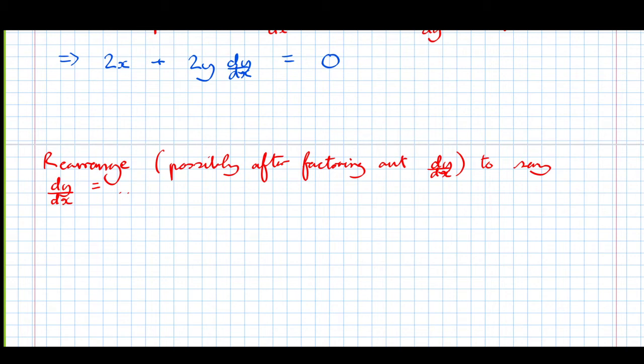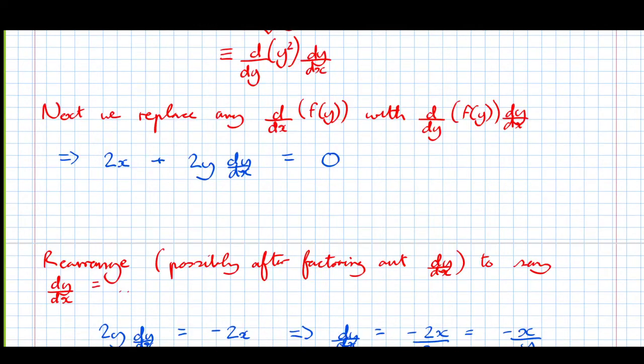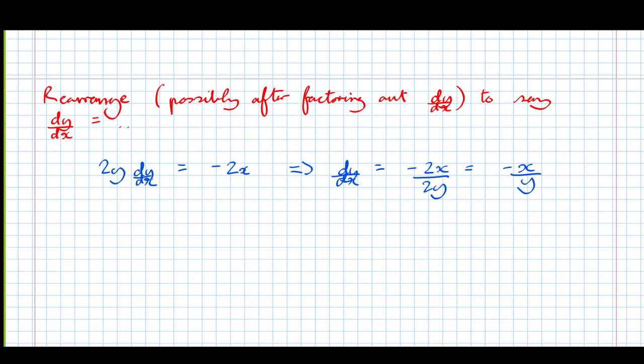So now we've got 2y dy by dx equals minus 2x, which means that dy by dx equals minus 2x over 2y equals minus x over y. And there we have it, the equation for the gradient of a circle. That particular circle there.